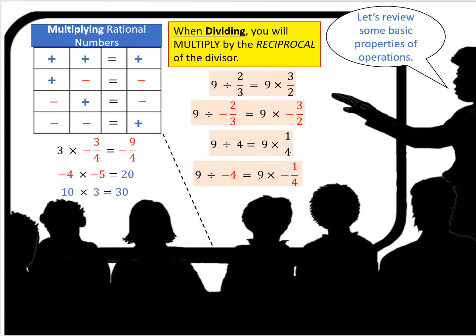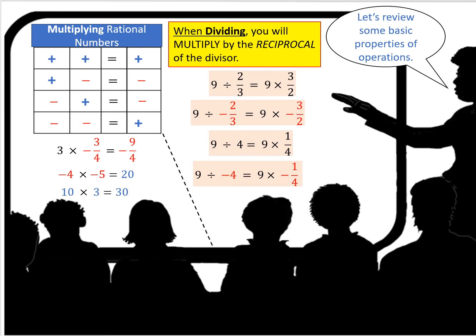Now when you're dividing, you will multiply by the reciprocal of the divisor, and then you'll just follow the rules for multiplication. So 9 divided by 2/3 is 9 times the reciprocal of 2/3, which is 3/2. Positive times a positive, you're going to get a positive. 9 divided by negative 2/3 equals 9 times the reciprocal of negative 2/3, which is negative 3/2. Don't forget the negative sign. Here you have a positive times a negative, so you're going to have a negative answer.